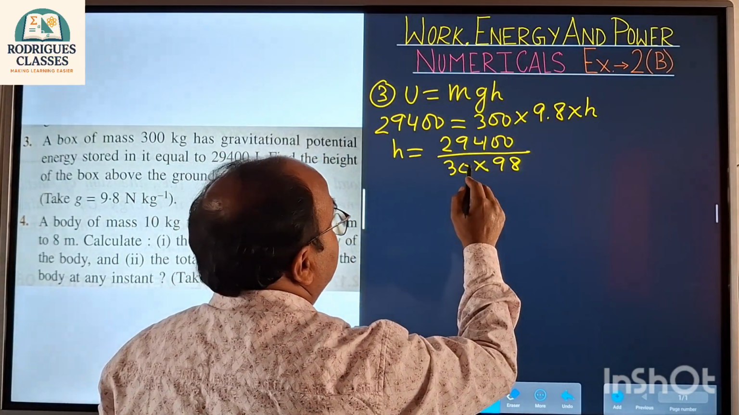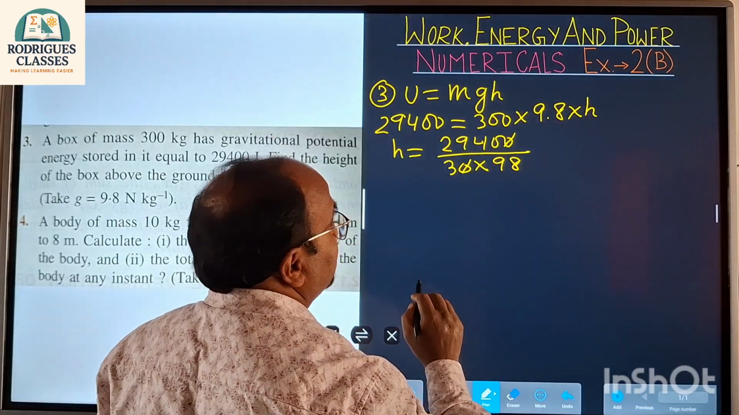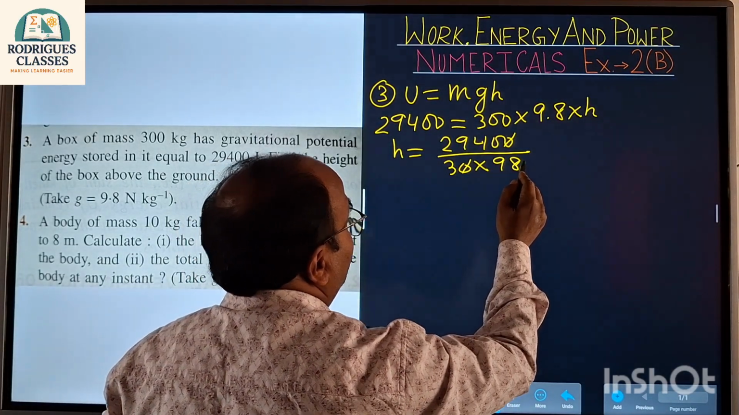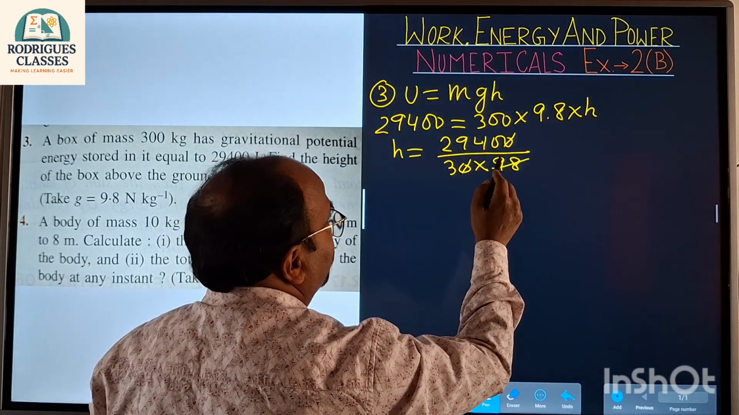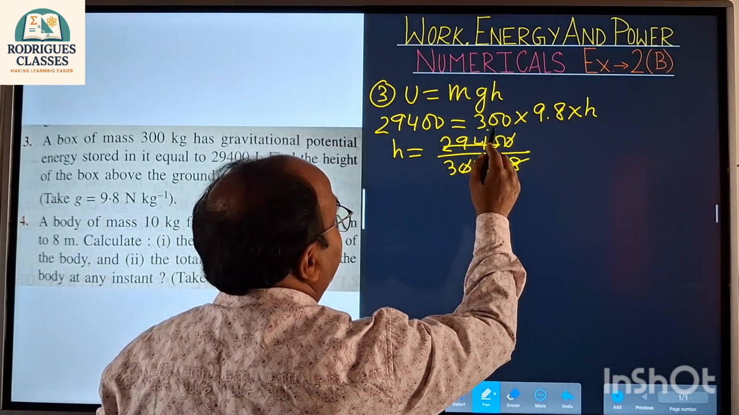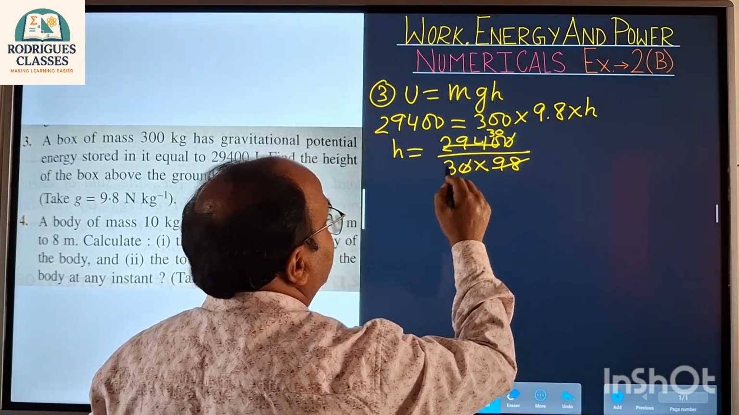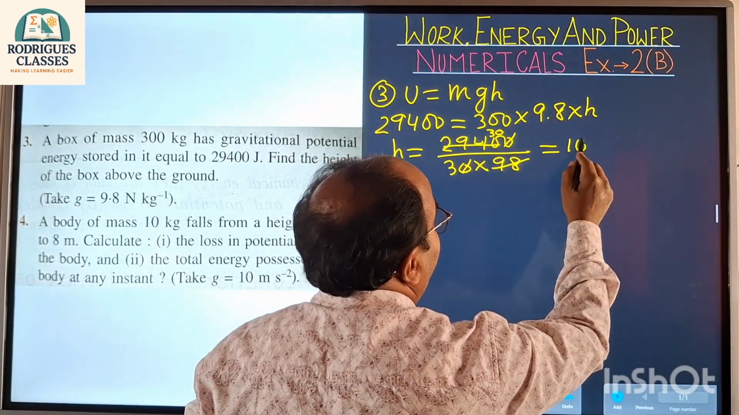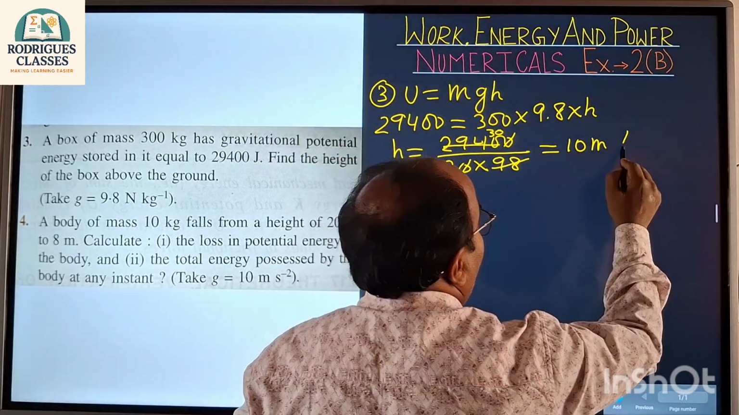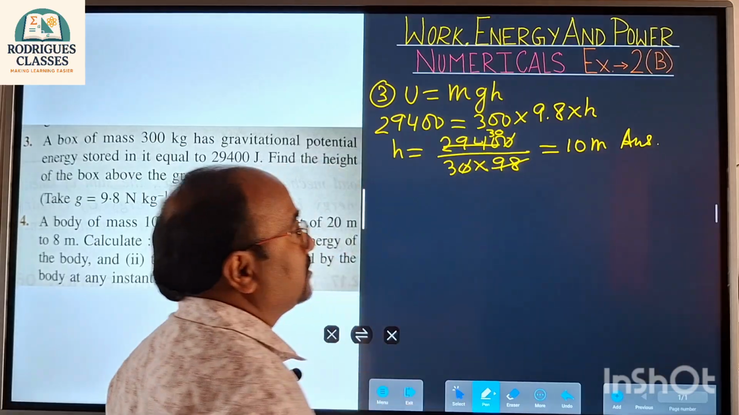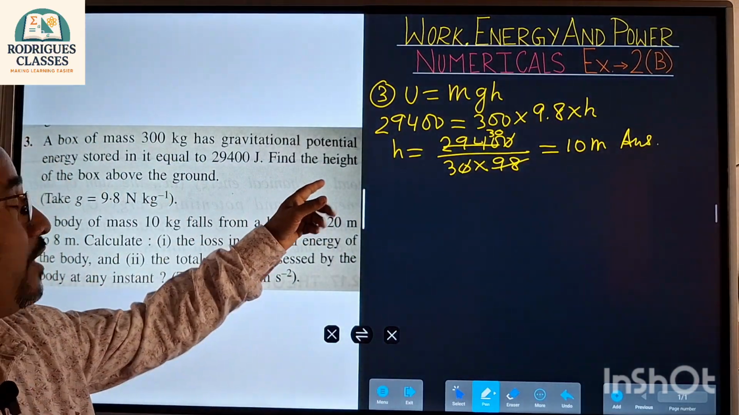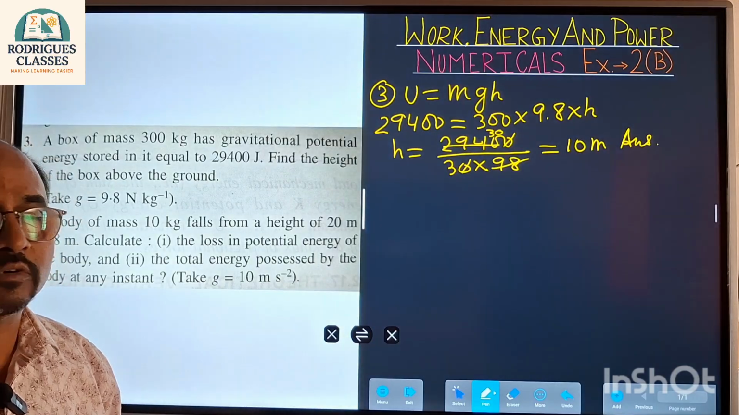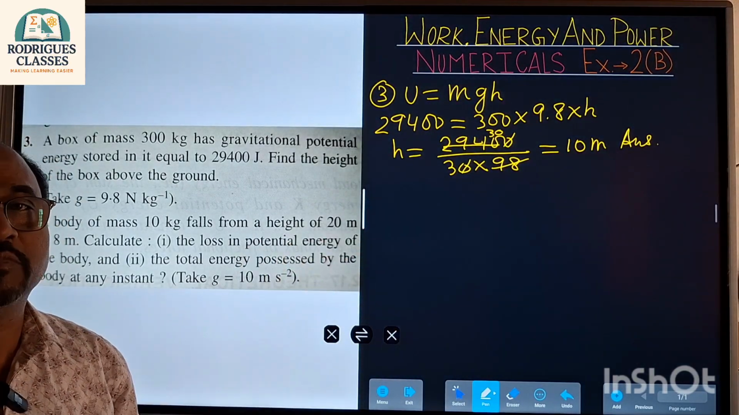Okay, this 0 will get cancelled. If I take 98 3 times, it will give you 294. So it is 3 times giving us 30, and then 30 divided by 3 will give you 10 meter. So this is the height at which the object is kept. That's your answer. We are only asked to find the height above the ground. So this finishes number third one.